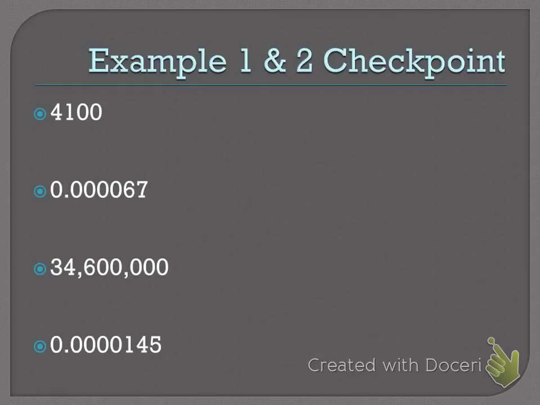4,100. All right, what's my decimal value going to be? 4.1 times 10 to the third power, because again, I have to move my decimal. Everybody agree 4.1 is bigger than 1 and less than 10? All right, now what about the second one? 6.7 times 10 to the negative fifth. All right, 10 to the negative fifth. Perfect.